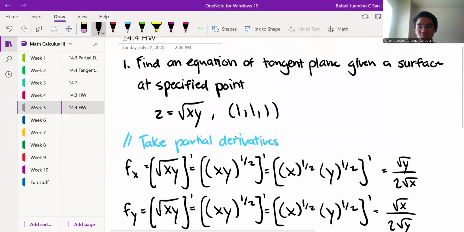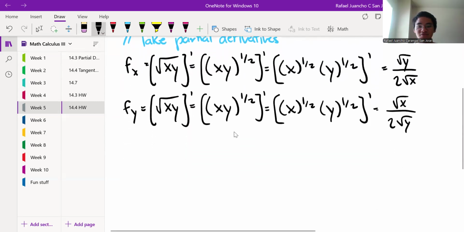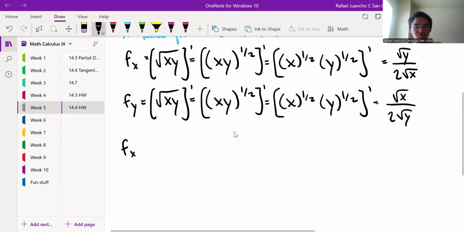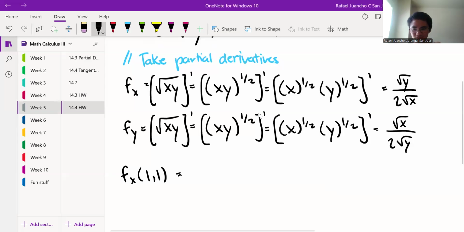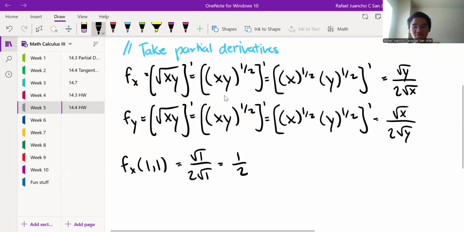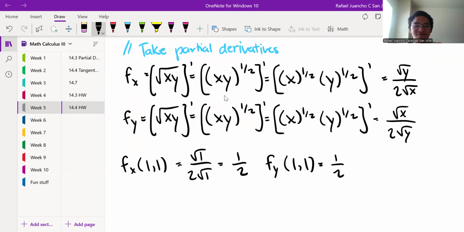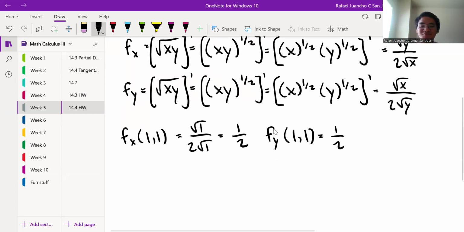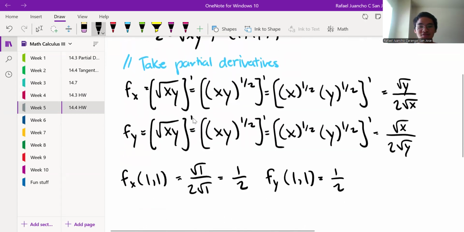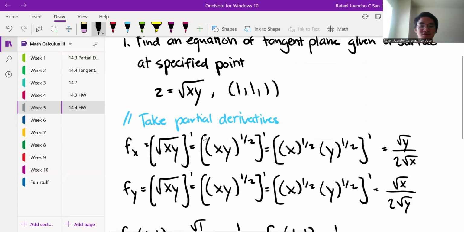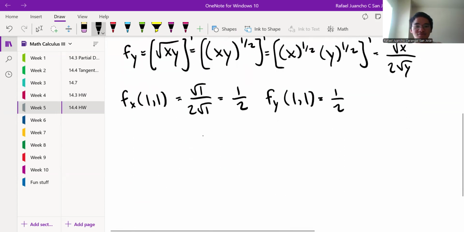Cool. Okay, now that's step 1 down. Now we want to plug in values. So we want to get their f sub x and f sub y at the particular point. So let me just do that. So here I plug in square root of 1, 2 over square root of 1. Well, I just get 1/2, right? Let me do the same thing. My f sub y, well, nothing really changed. I still get 1/2. I get two tangent lines with the same slope, right? Okay, what else? We have our initial, no, we're done.